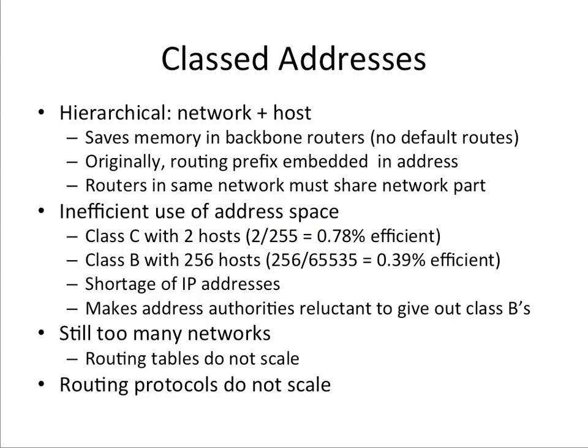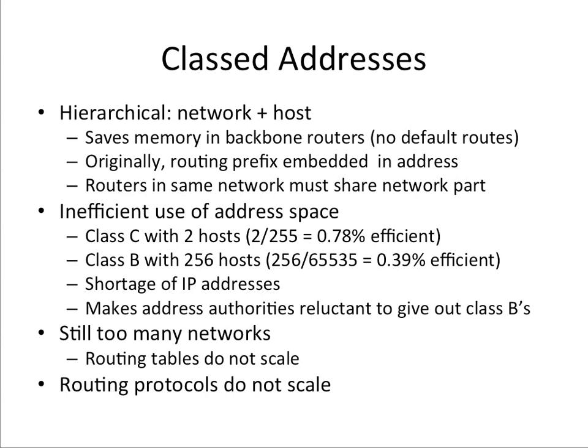Traditionally, these addresses were divided into different classes of addresses depending on the number of IP addresses in that particular network. For example, a Class C address would have 255 different addresses. So you would go to this authority and say, okay, I have 20 or 30 machines I need to connect to the internet. And the authority would say, okay, here's a Class C address that you can use.